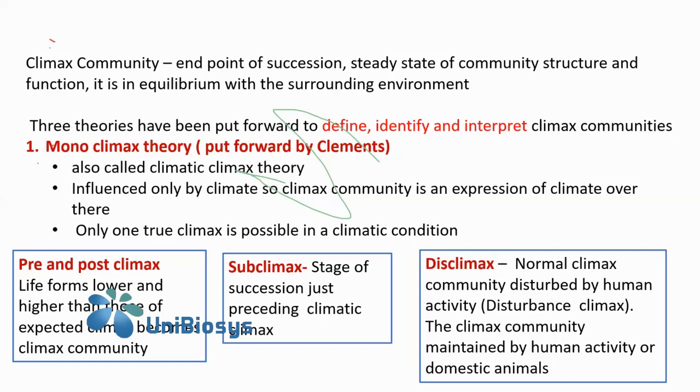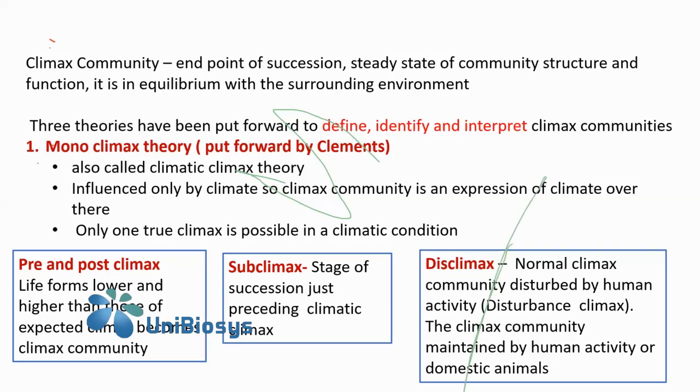So what is monoclimax theory? According to the monoclimax theory by Clements, the term climax community was coined by Clements, as we have already told. The monoclimax theory is also put forward by Clements. According to him, climate is the only factor determining the climax community. In polyclimax there will be a number of factors: climate plus soil, plus fire, and many other things. So in monoclimax theory, climate is the only determining factor, and there is only one true climax community possible in a particular climate.